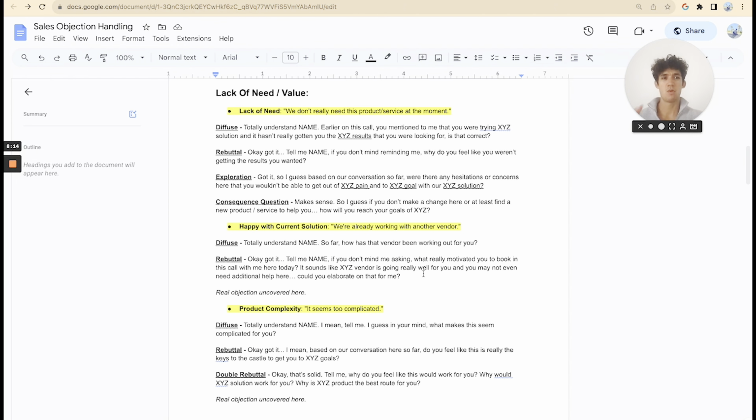Now, this is going to be more like B2B right here. This is going to be if they're working with other vendors, but this could still be like a B2C objection. If they're just working with some other program or they're doing something else at the same time. Once again, they scheduled a call with you. They opted in for more information. They're there to get help, right?